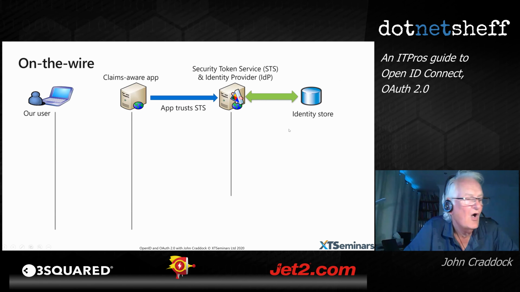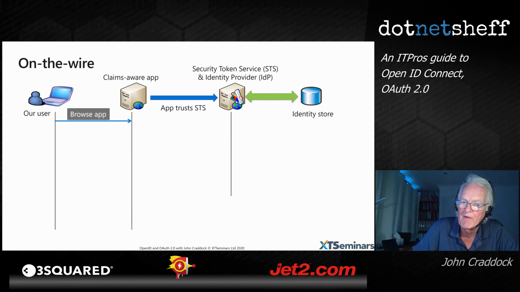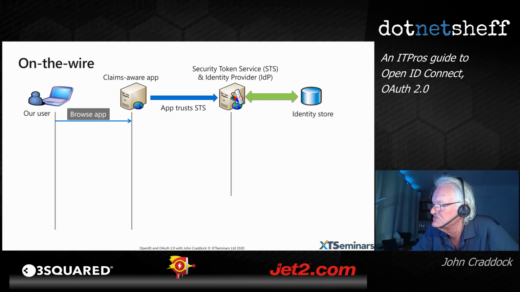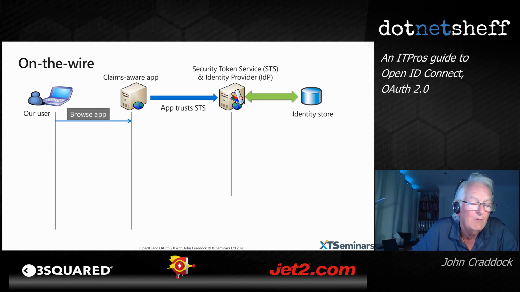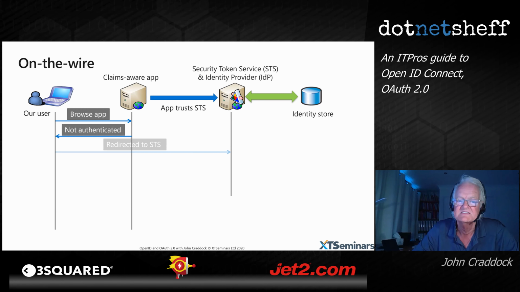So if we look at the on-the-wire protocol, it looks a little bit like this. We browse to the app. The first thing the app will do is check to see if we're authenticated. How will it know we're authenticated? Well, if we've already been authenticated, we will probably have a cookie that will prove our authentication to the app. In this particular case, we're not authenticated, so it sends us off to a security token service that it trusts. The application trusts this STS.